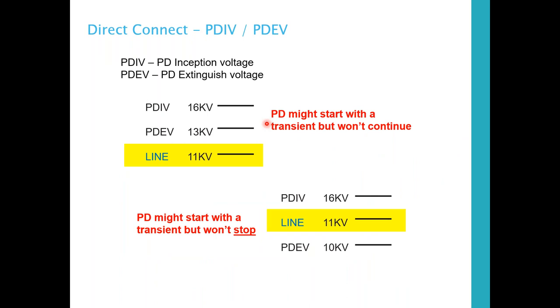It also allows you to determine where in your operating voltage range your PD is happening and stopping at, to make a call as to how critical it is for me to address and replace.